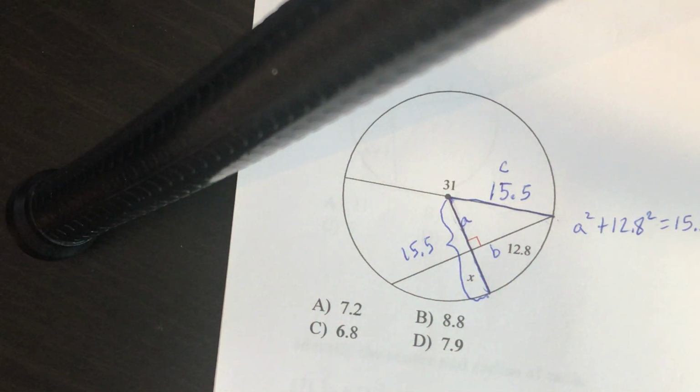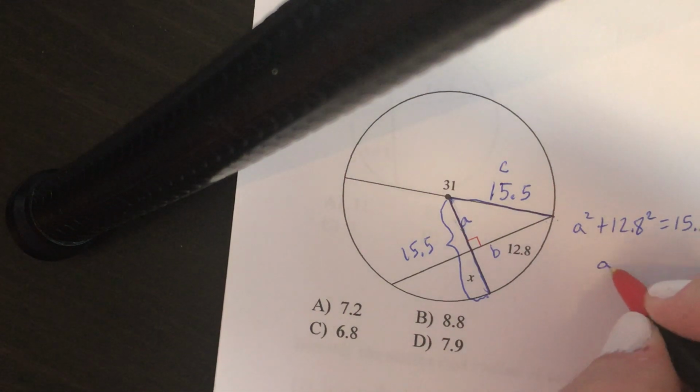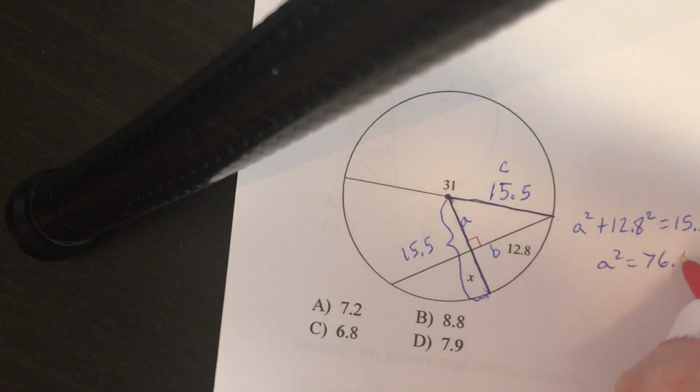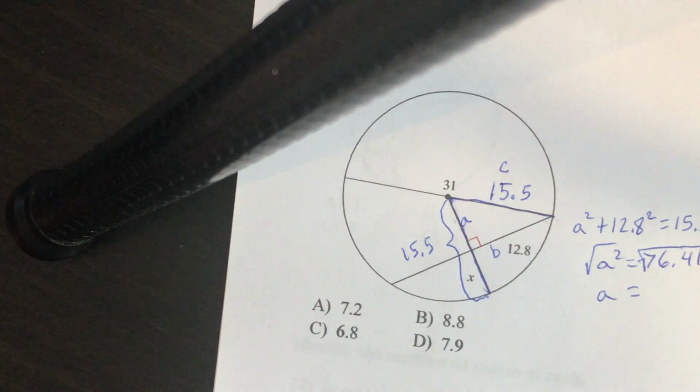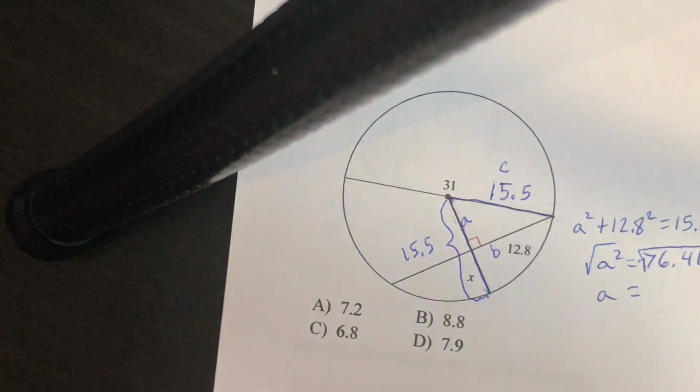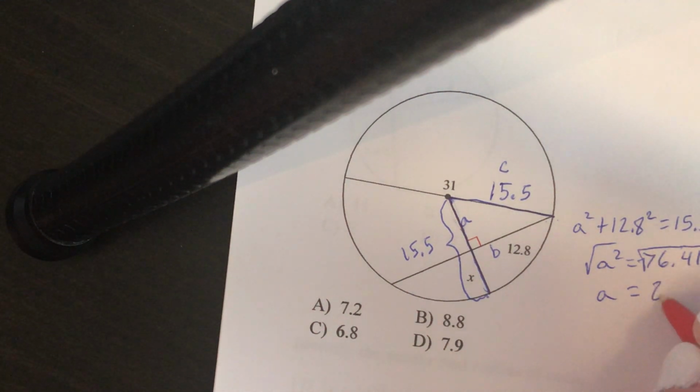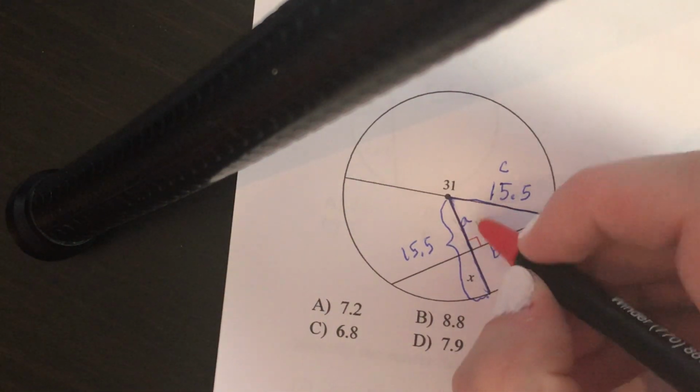So I'm going to do 15.5 squared minus 12.8 squared. Okay, equals A squared is equal to 76.41. Then to find my A value, I'm just going to take the square root of that. So I'll get 8.74. So now we know that this part is 8.74.